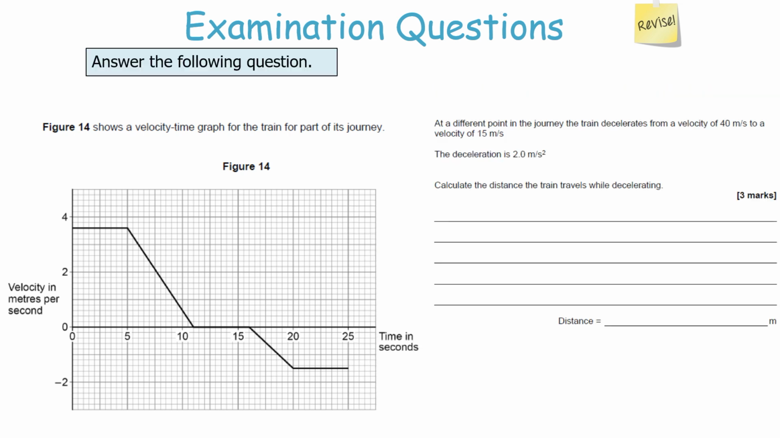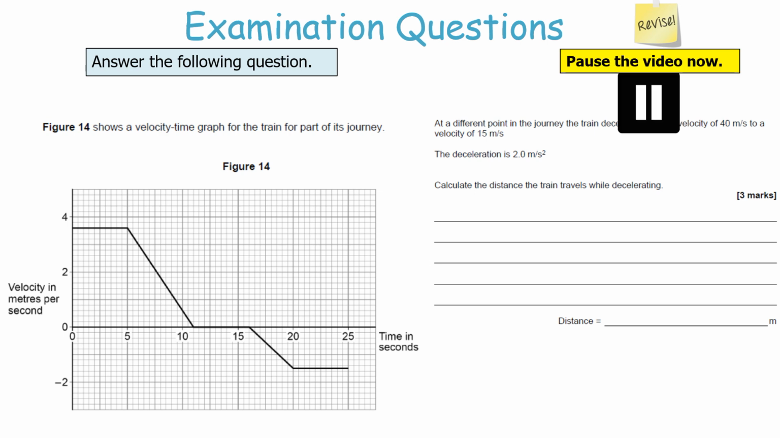The next question says, at a different point in the journey, the train decelerates from a velocity of 40 meters per second to a velocity of 15 meters per second. The deceleration is 2 meters per second squared. Calculate the distance travelled whilst the train is decelerating. So pause the video now, then unpause the video when you want to go through your answers.